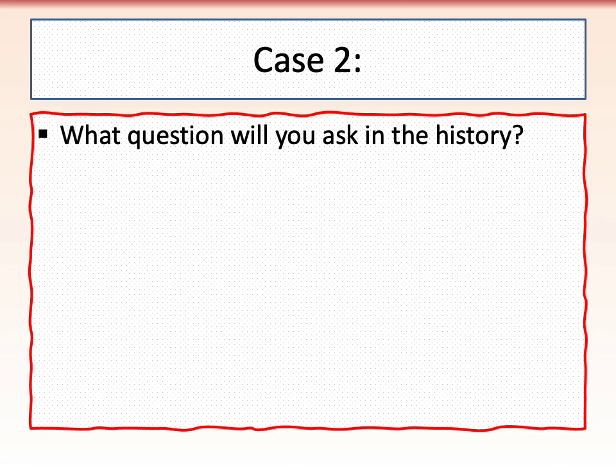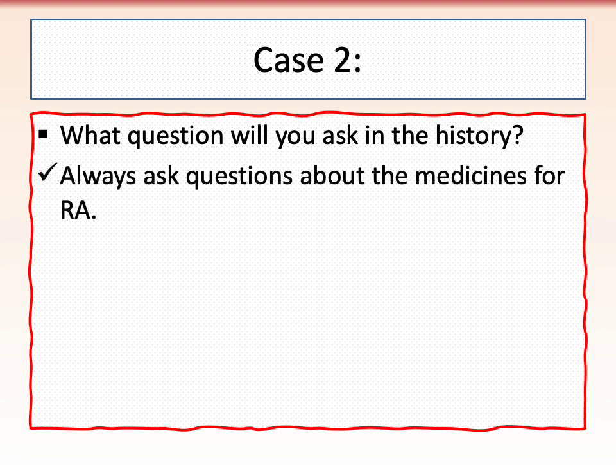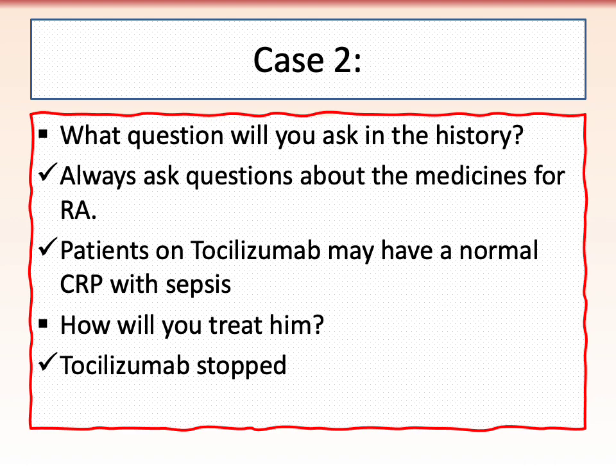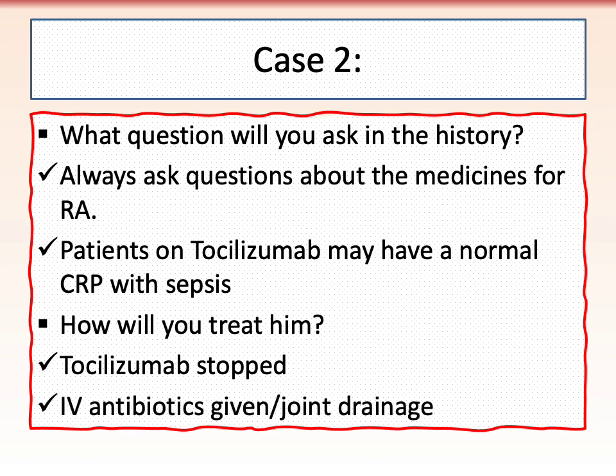What further question will you ask in the history? Always ask about the medicine for rheumatoid arthritis, as most of these biologic drugs are not mentioned on the medication list. Always remember that a patient on tocilizumab may have a normal CRP with sepsis and a normal body temperature. How will you treat him? Obviously, tocilizumab was stopped, IV antibiotic commenced, and the joint was drained.